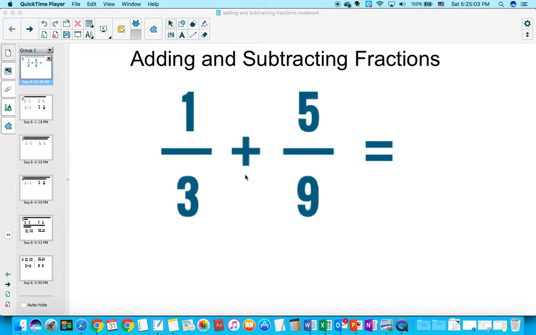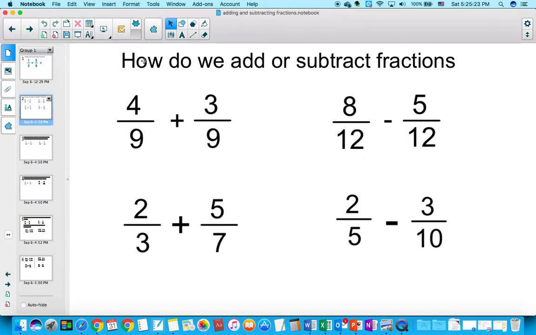So later on in the year we'll be doing multiplying and dividing fractions, and again multiplying and dividing fractions are much easier than adding and subtracting fractions. So please pay attention to this review. It covers the harder part of dealing with fractions, in my opinion. So let's take a look.